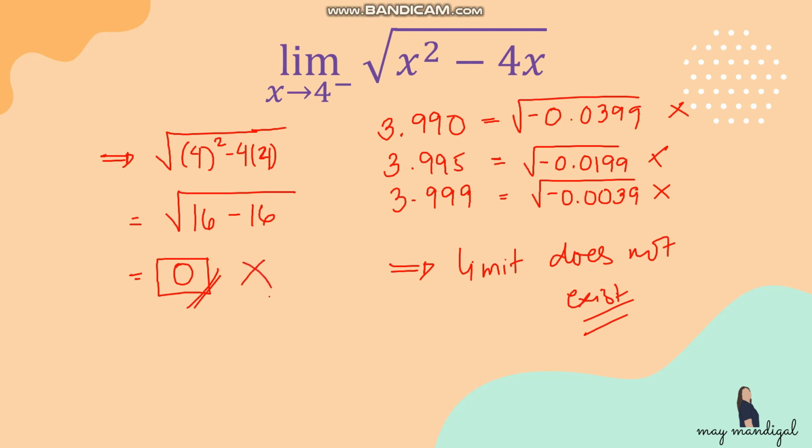So in this case, we cannot use direct substitution, because you really have to check if the value that you get here will be the same as if we do direct substitution. But since they are not the same, we're not able to get the values as we substitute those numbers from the left to 4. So that means the limit does not exist. So just remember, if you want to get the limit of a function and it's a one-sided limit, you really have to check first and not do direct substitution right away.